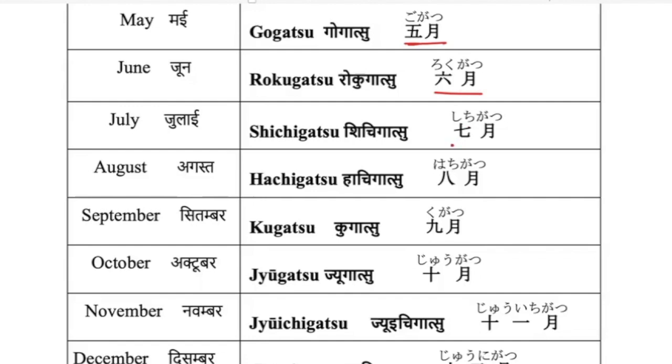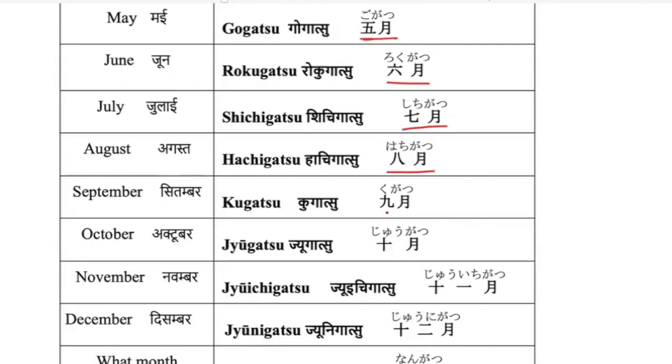July is shichigatsu. Shichi is 7. Here we will not use nana. It is always shichi. Shichigatsu is July. Then August is hachigatsu. Hachi is 8. Hachigatsu is August. September is kugatsu. Ku is 9. So kugatsu is September. Here we will not use kyu, which is also 9. So it is kugatsu for September.